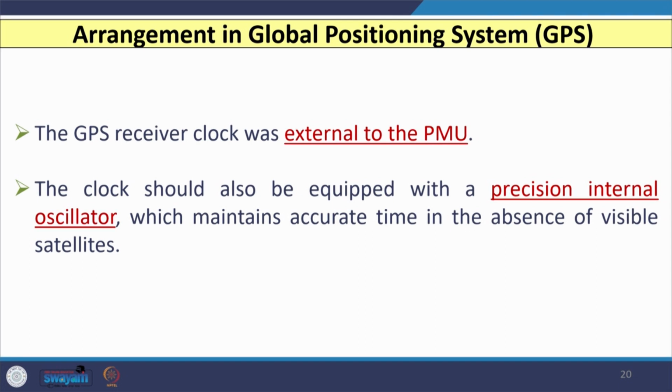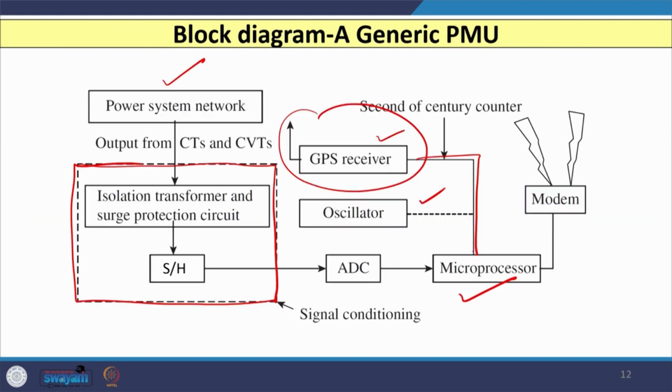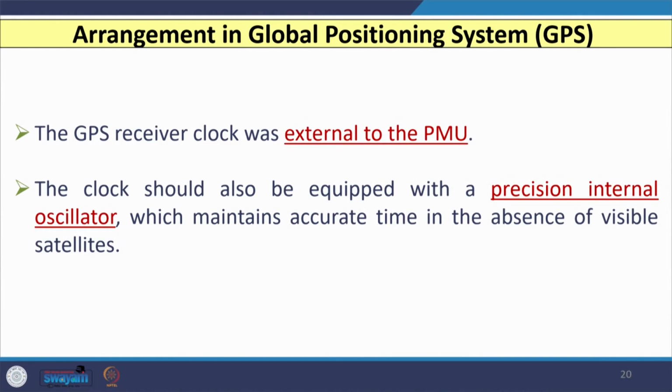Now, the clock should be equipped with a precision internal oscillator. I told you that normally the GPS signal is available from the satellite and is given as an input to the PMU, but let us say in the worst case this satellite signal is not available from the GPS. Then this internal precise oscillator is used, which is capable of taking care of the situation when satellite signals are not available as an input to the PMU device. Using that we can effectively maintain accurate time in the absence of satellites or in the absence of a signal from the external unit.